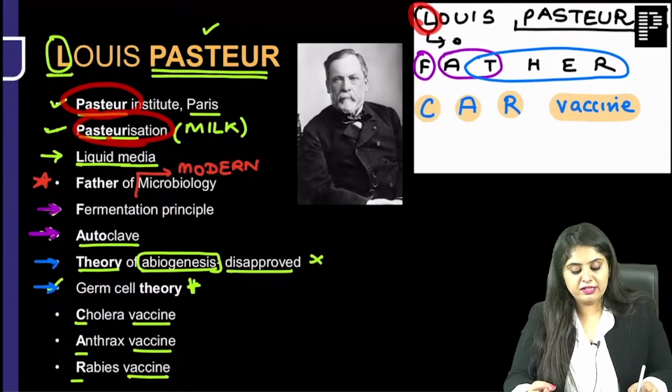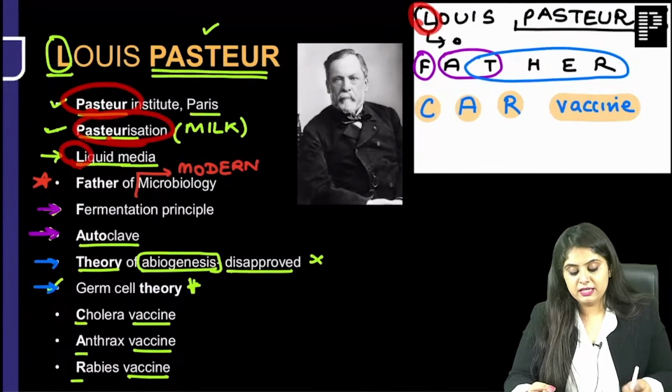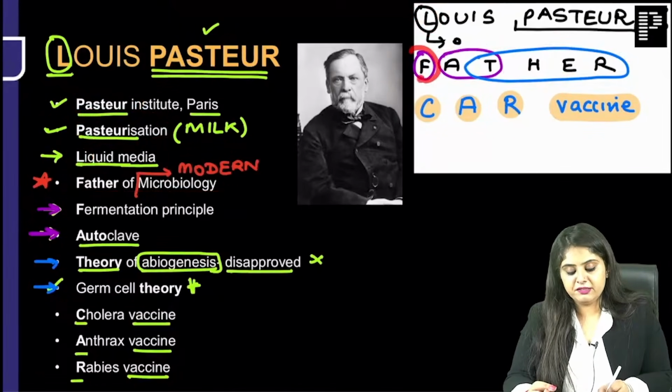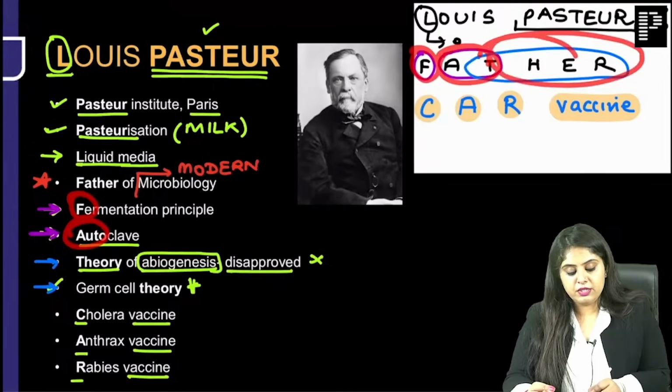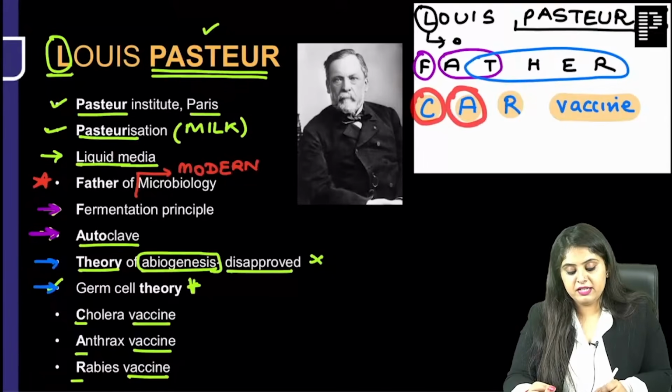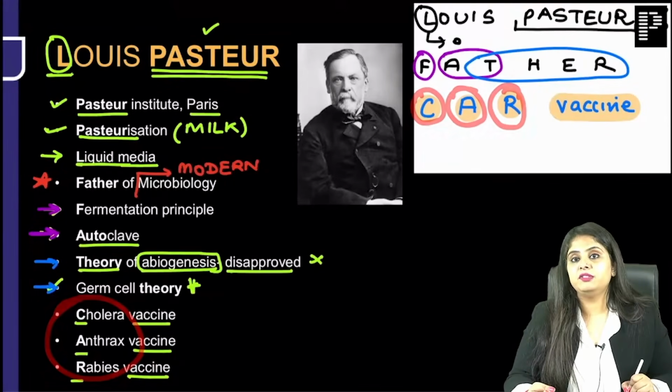Okay, Louis told us that he gave us the liquid media. He is said to be the father of modern microbiology. So father will tell me that he's given us fermentation principle, autoclave machine was given, theory of germ cell was given by him. He gave us vaccines, cholera vaccine, anthrax vaccine and rabies vaccine.